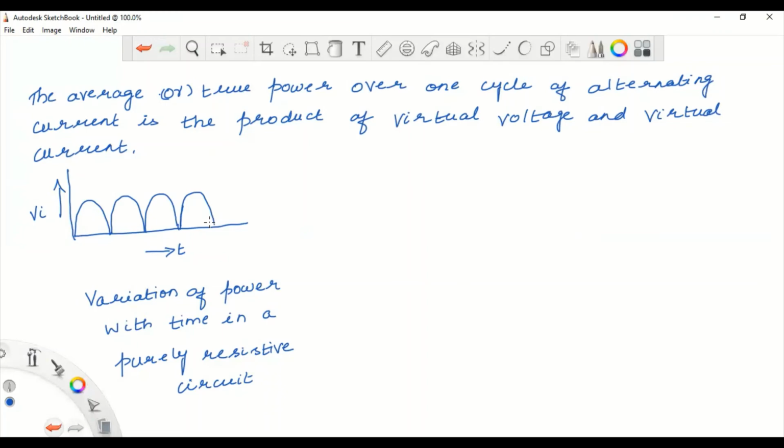Here we can say one thing, children. The power is consumed at all times except when V and I are 0. And we can also notice one thing here: VI remains positive even when both V and I are negative.